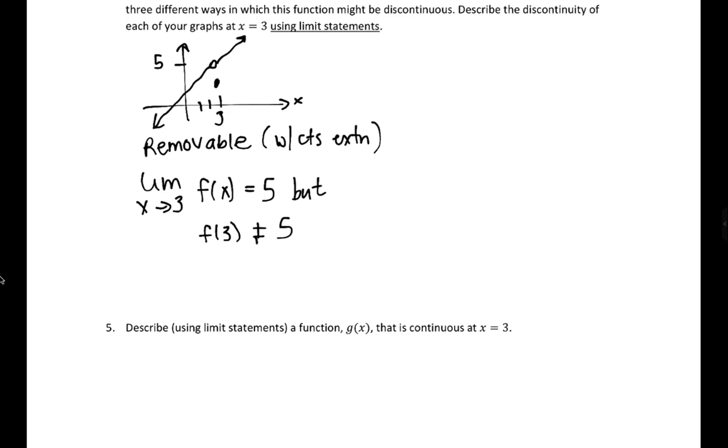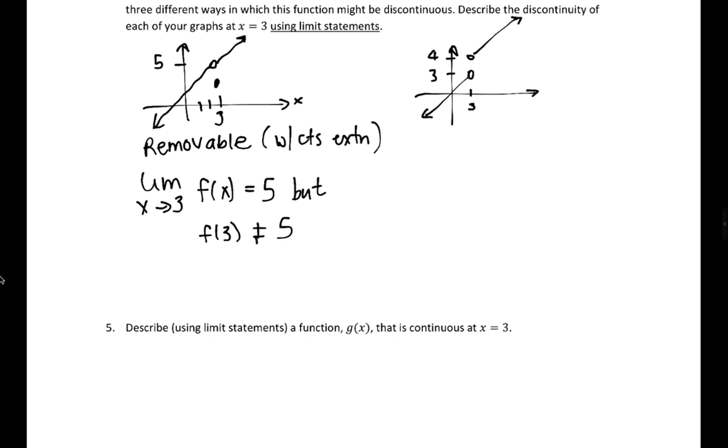Another type is jump type. Like I said, you could also have the hole, but what if the hole was there and then the function suddenly jumps up and then keeps going like that? I can't just fix this by redefining it at one point. Okay, so let me put the scale. Let's say this is 3 and then this is 4.